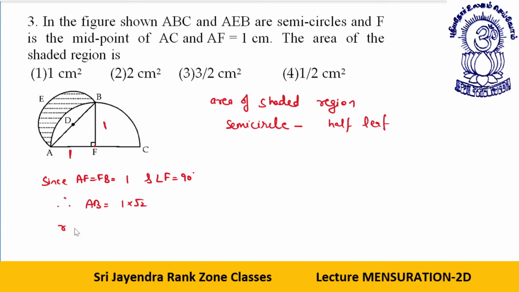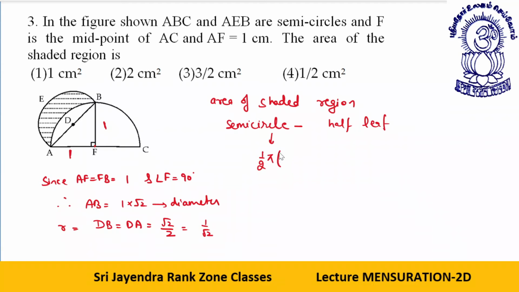Now radius R is equal to dB is equal to dA, that will be root 2 divided by 2. This is diameter. So this is root 2 by 2 or 1 by root 2. Now what is the area of the semicircle?